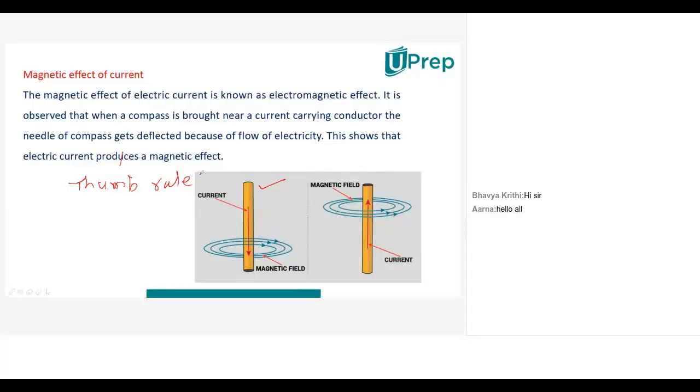So to show that, only two diagrams were given for you. If current is flowing in the downward direction, circle arrows are shown in one direction. And when current is flowing in an upward direction, the direction of the magnetic field circles is different. So the direction can be known by which rule? Thumb rule.